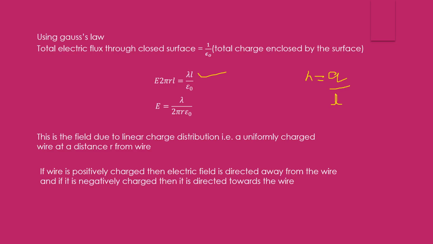That is, if this is your wire and it is positively charged, positive charge is distributed uniformly over it, then electric field will be radially outward. And if it is negatively charged, then electric field will be radially inward.